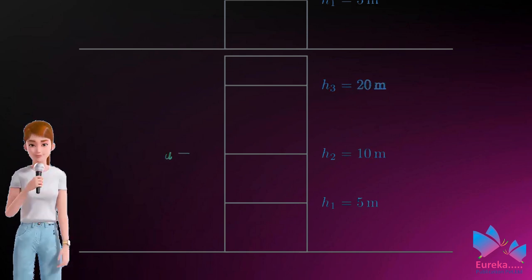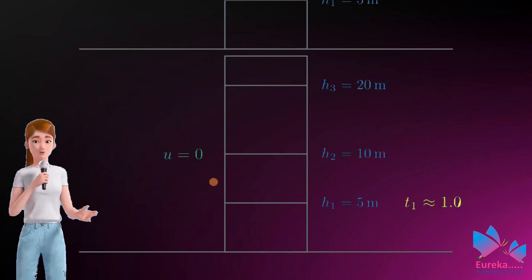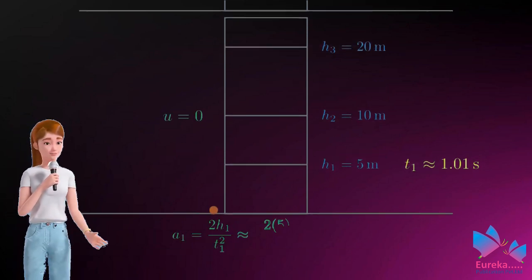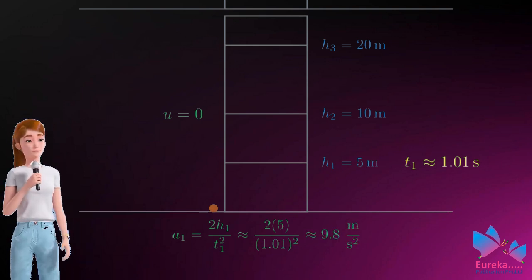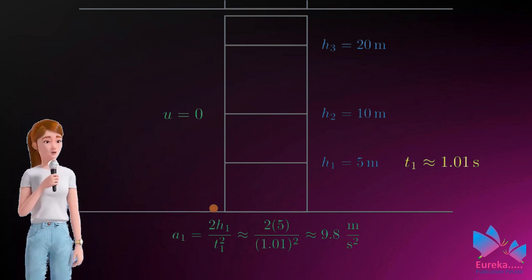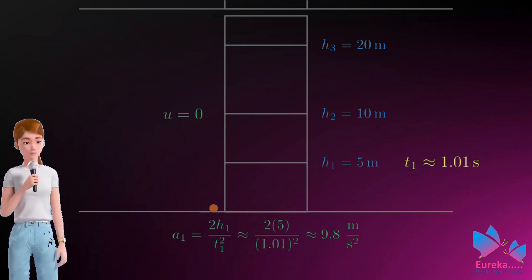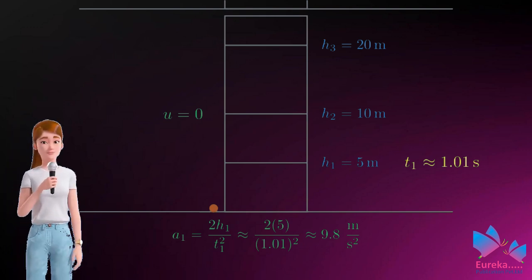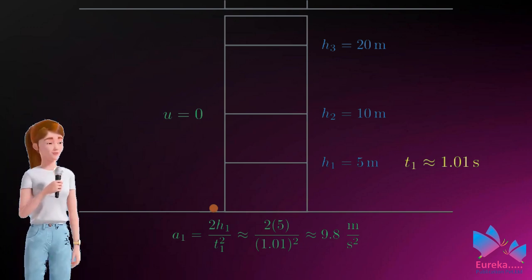Trial 1. Height h1 equals 5 meters. We release the stone with 0 initial speed. The measured time is about 1.01 seconds. Using a equals 2h over t squared, the computed acceleration is about 9.8 meters per second squared.